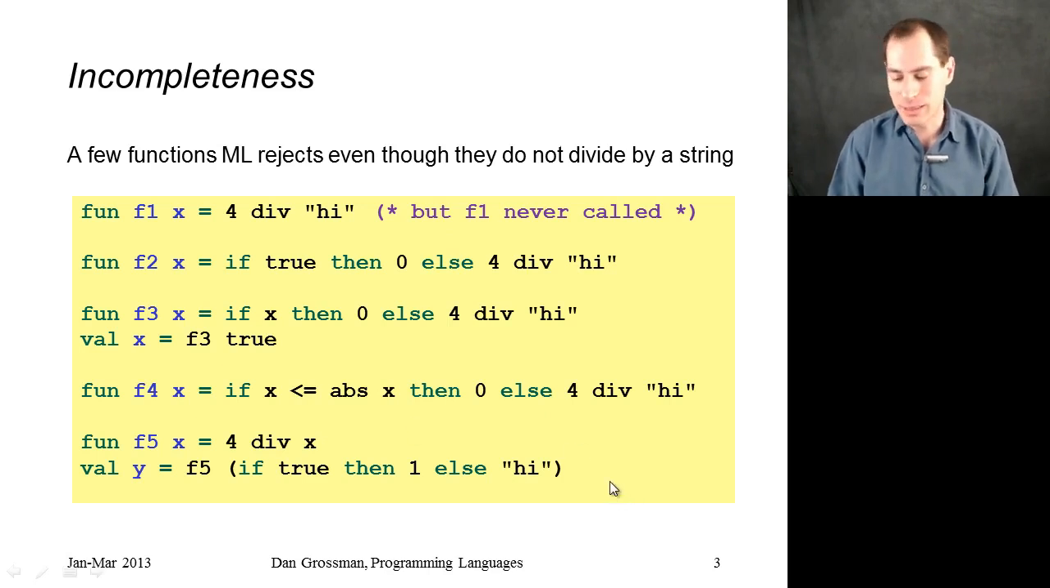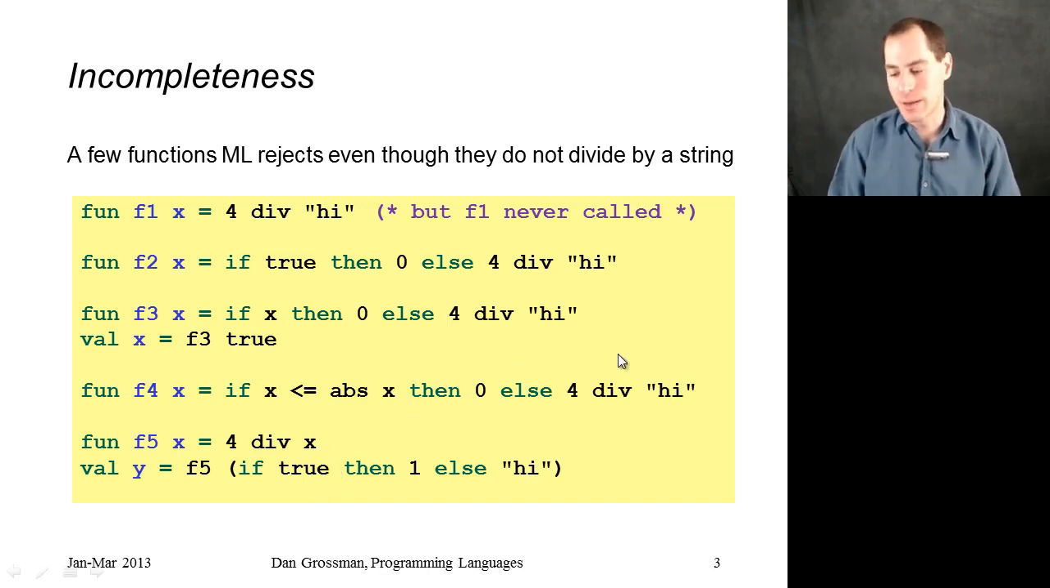And here in this last example, we see that we once again have an issue where we are never going to divide by a string, because even though x could be a string, if you look at the call here where I have if true then 1 else high, if you again reason about the fact that the thing between the if and the then will always evaluate to true, then you know the denominator up in the body of f5 will always be a number.